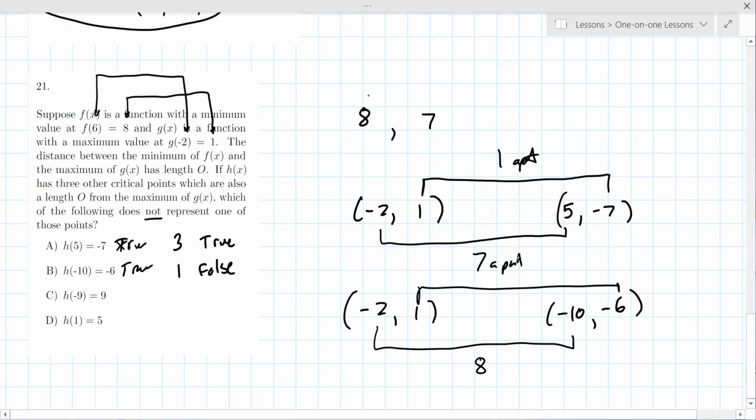Maybe I should put true next to it. And the whole point of this is the difference between them. We end up squaring that and we square that, so it doesn't matter whether it's positive or negative. You just have to get those 2 numbers inside the square root.